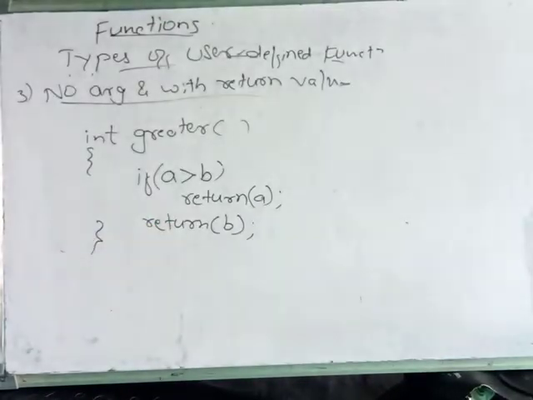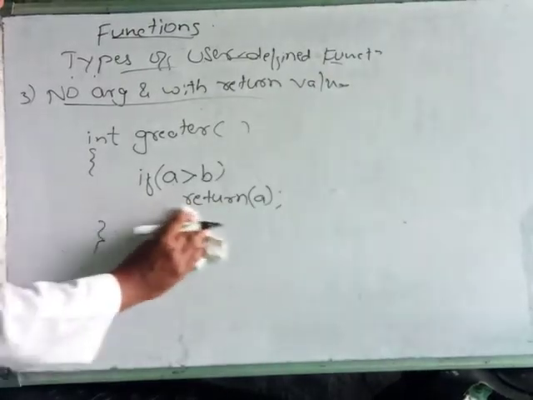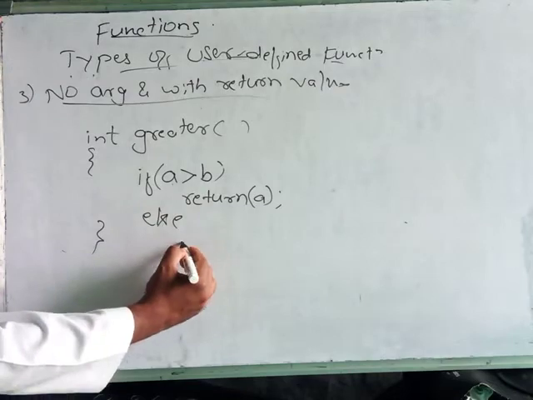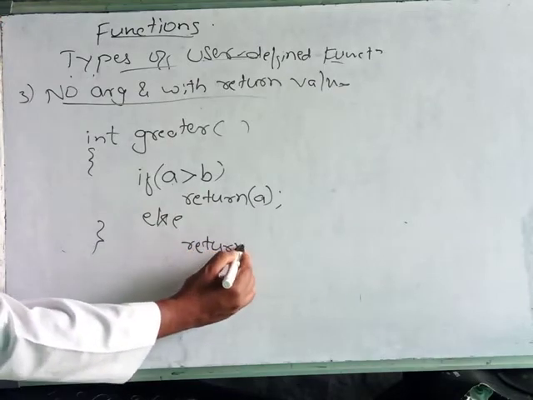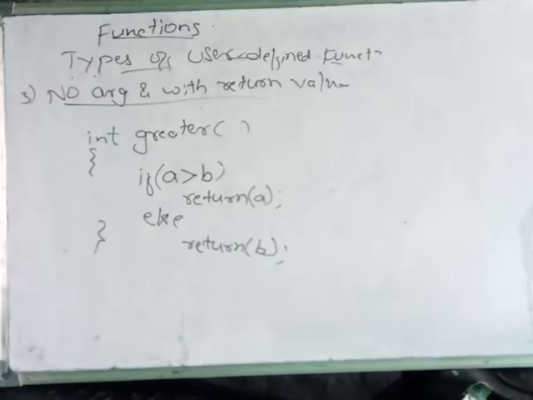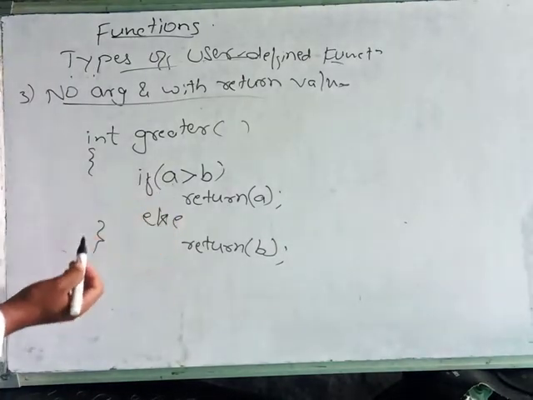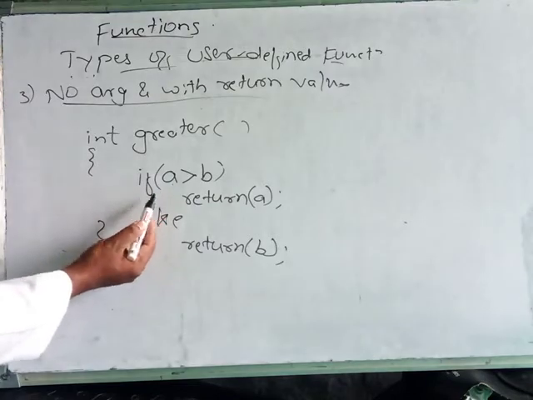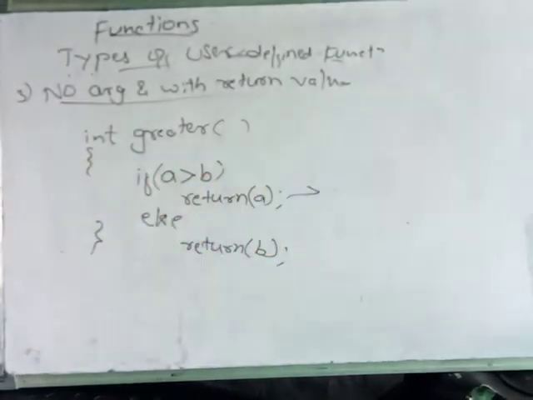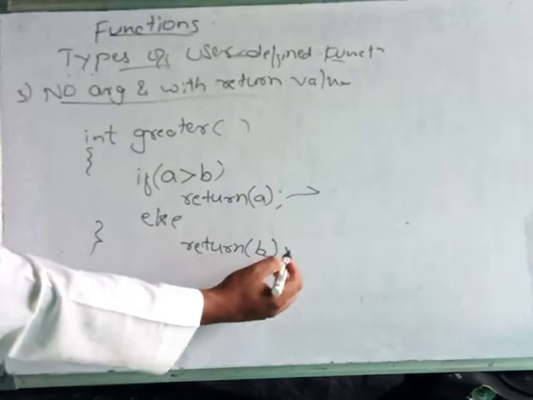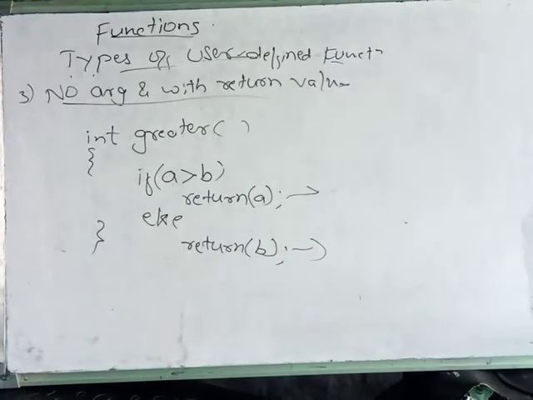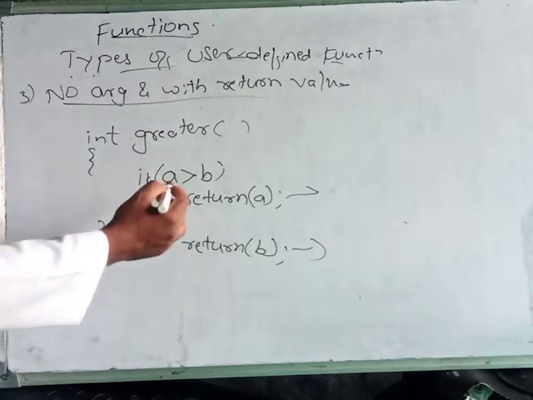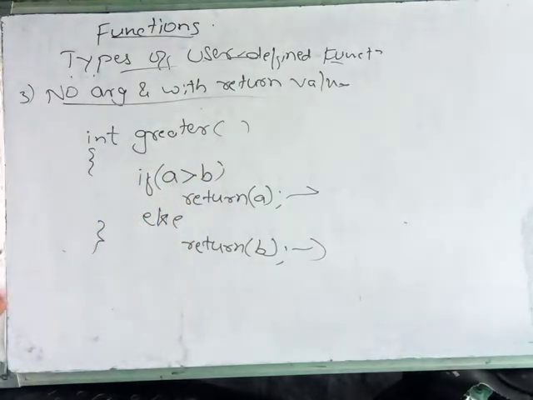Or the same thing we can write using if else also. If I write using if else, then you will understand. Else return b. See, I am not using curly brackets here. If you do not use any curly bracket, then within the if condition only one statement will be executed. Here also only one statement is executed. If more than one statement is there, then we should include the curly brackets. The statements should be written within the curly brackets only.